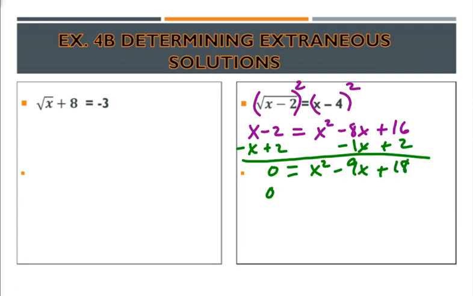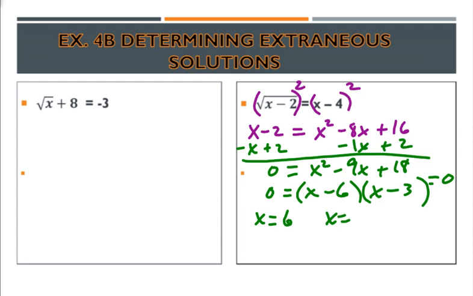I need to factor this. This will give me, well, let's see, this would be a negative 6 and a negative 3, because negative 6 times negative 3 is positive 18. Negative 6 plus a negative 3 gives you a negative 9. If I make both of these equal to 0, x equals a positive 6 and x can equal a positive 3.